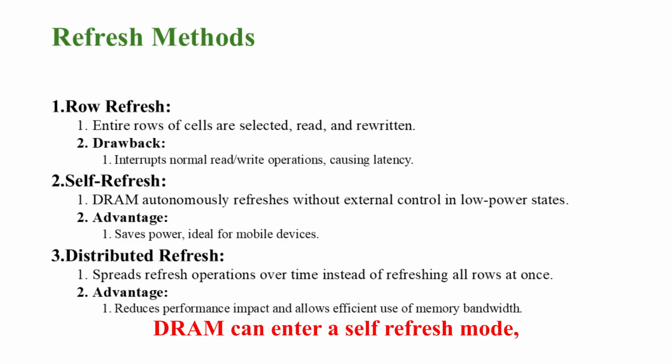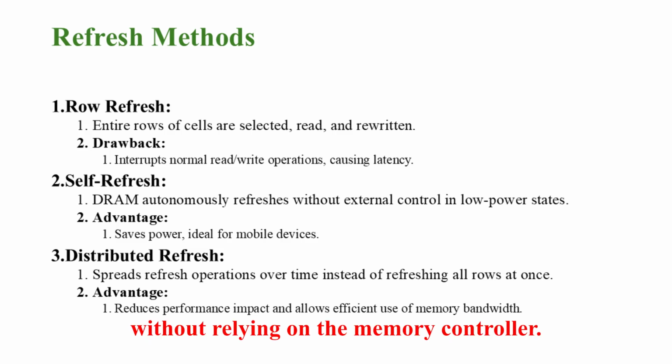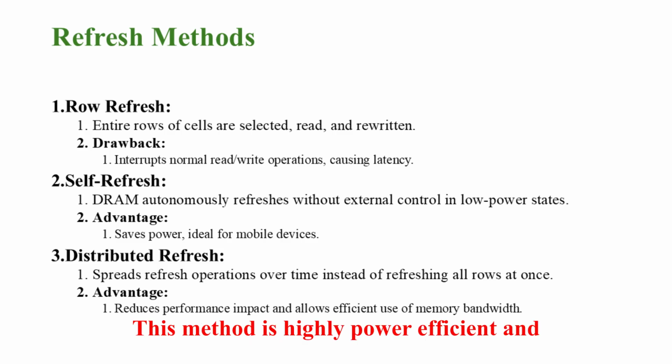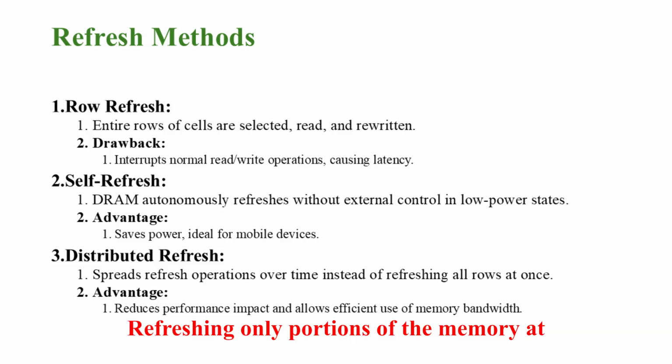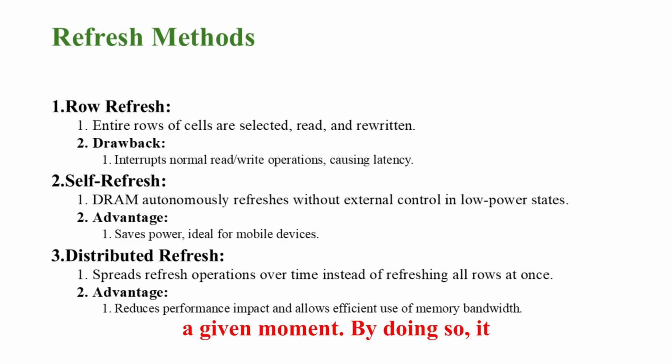Self-refresh. DRAM can enter a self-refresh mode, particularly in low-power states, where it autonomously refreshes its contents without relying on the memory controller. This method is highly power-efficient and is commonly used in mobile devices to conserve energy while keeping data intact. Distributed refresh. Unlike row refresh, this technique spreads the refresh operations over time, refreshing only portions of the memory at a given moment. By doing so, it reduces the performance impact and ensures more efficient use of memory bandwidth, making it ideal for systems with high performance demands.